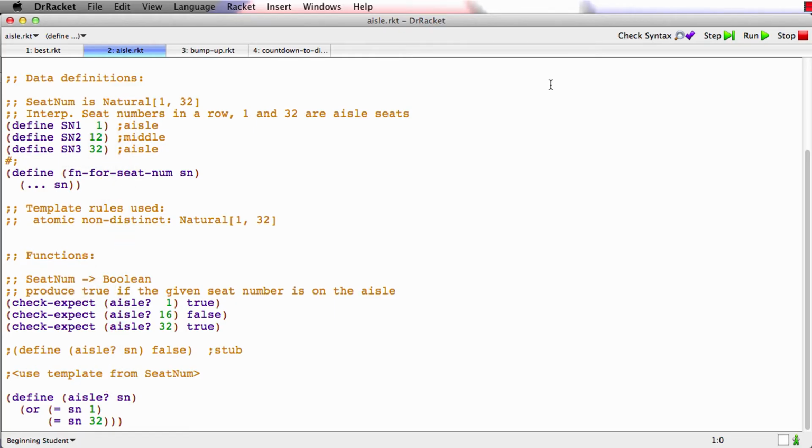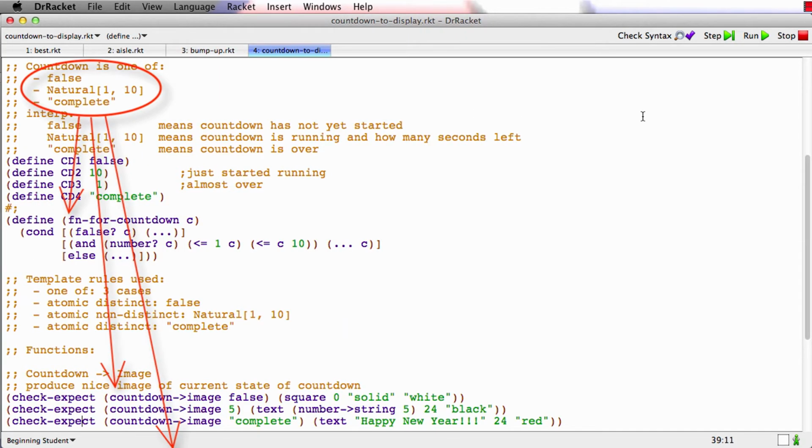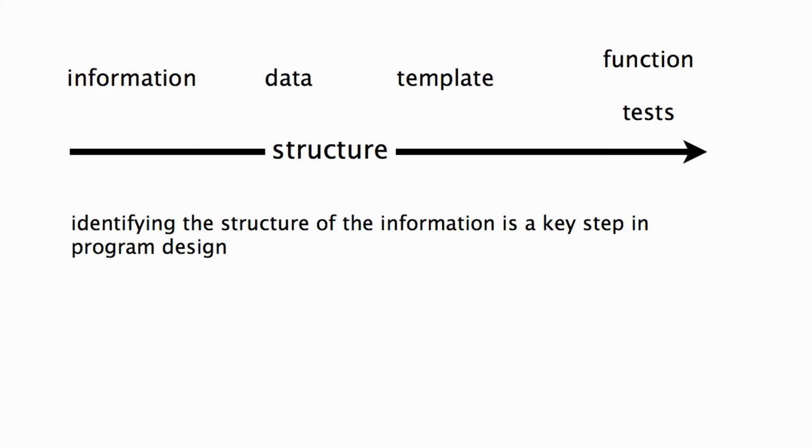Every example we saw this week, there was this same phenomenon, which is that once we identify the structure of the information, the inherent structure of the information, that gives us the structure of the data used to represent it, which gives us the structure of the template, which gives us the structure of the function, and also we get guidance about the tests for that function. So identifying the structure of the information is really a key step in the program design, at least for many kinds of programs, the ones we're going to look at for the first 2 parts of this course.